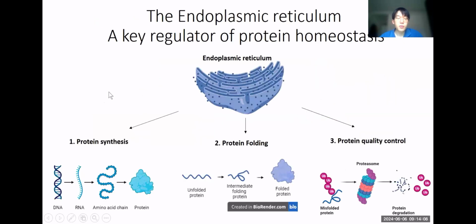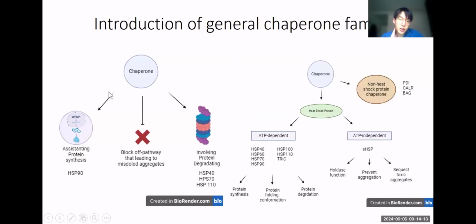Now I'll jump to the next... Sorry, could you go back for a second? Your figure on the right has HSP100. That's obviously not in the human genome. Yeah, I just wanted to make sure. Should I include it, since it's still a heat-shock protein that belongs to chaperones? You just need to mention in your thesis that HSP100 is not in humans.